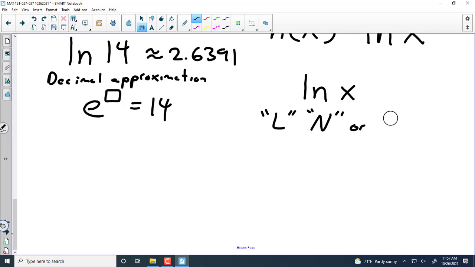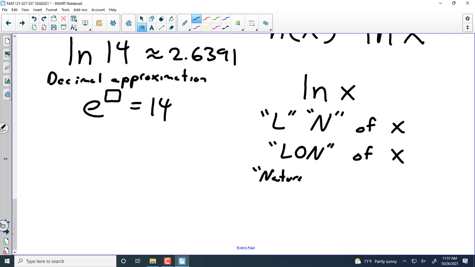This is read aloud as ln of x, or some people say natural logarithm of x. But that's an L in front, not a capital I, that is an L.